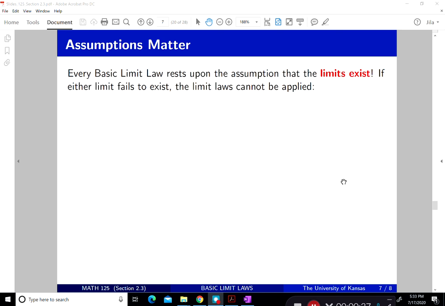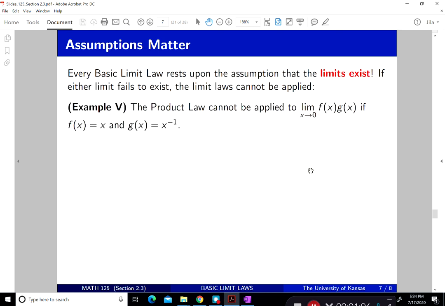And we saw that the limit of the denominator has to be non-zero, and that it would not work if those conditions are not satisfied. If either of the limits' existence is not satisfied, then the laws will not apply. So let's think about an example.